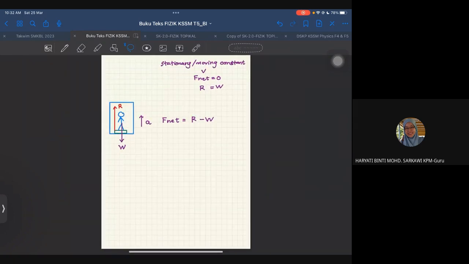Okay. Cikgu, I copy the diagram first. Okay, next one. So, but let's say the direction of motion is downward, turun bawah.